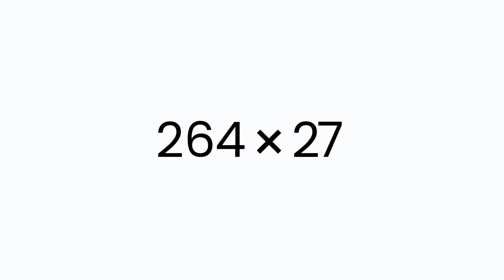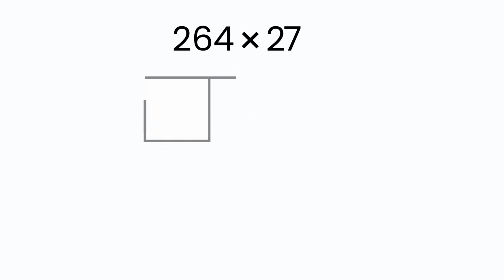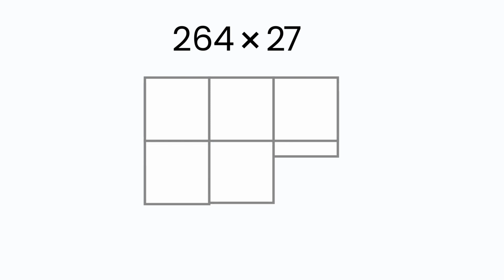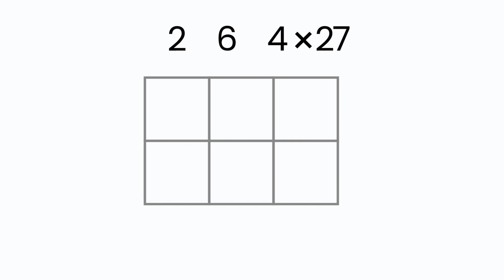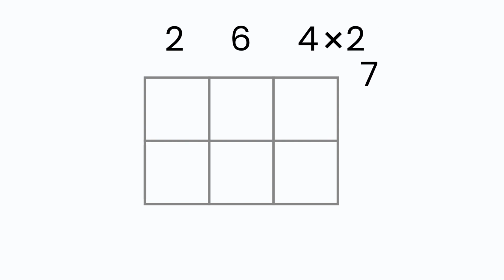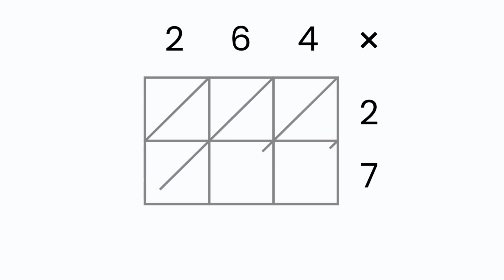Let's learn through an example. 264 times 27. You start this example by drawing a lattice, or a grid, which is 3 cells wide and 2 cells high. You do this since 264 has 3 digits and 27 has 2. Write 264 above the lattice and 27 on the right side, like this. Then, draw diagonal lines from the top right to the bottom left.